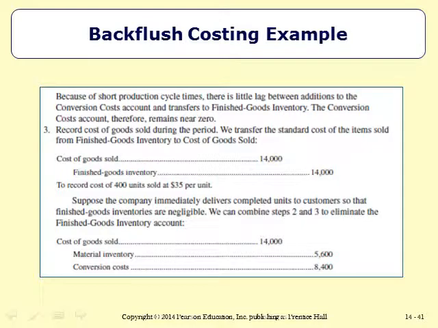And then underneath we say, suppose the company immediately delivers completed units to customers so that finished goods inventory is negligible. There we're saying we can combine steps 2 and 3 to eliminate the finished goods inventory account. And again, that's essentially the purpose of a just-in-time system, so that we don't end up with much in the way of inventory anywhere through our supply chain.